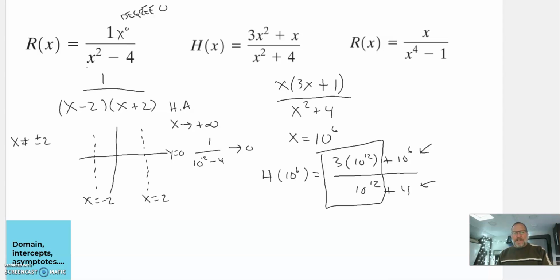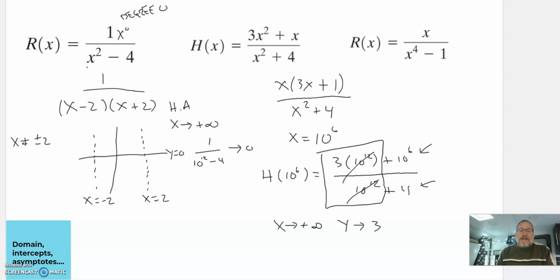So let's focus on what's happening to the y-coordinate. As x goes to a million, y seems to be going to 3. I don't know what 10 to the 12th is. Trillion? No, I don't know. I'd have to look it up. But 3 10 to the 12s over 10 to the 12th, and the 10 to the 12th cancels. As x goes to positive infinity, y goes to 3. We have a horizontal asymptote at 3.